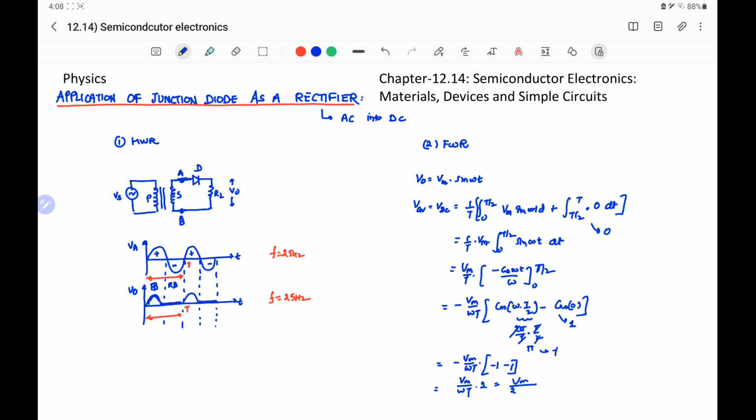Further, we can write it as Vm by omega, which can be written as 2 pi by capital T into T into 2. The 2 and 2 get cancelled, T and T get cancelled. So simply we remain with Vm by pi. Hence, VDC, the DC voltage or average voltage for the half wave rectifier, will be Vm by pi.